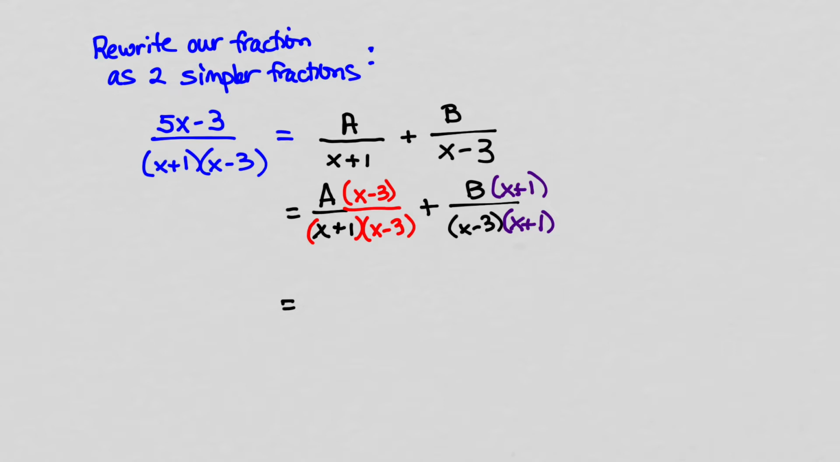Oh, and I like to distribute. Do you guys like to distribute at this point? Let's multiply this through so that we don't forget that we're multiplying through here. This gets multiplied through, and this guy's going to get multiplied through. All right, so on top, on the left, we have ax minus 3a.